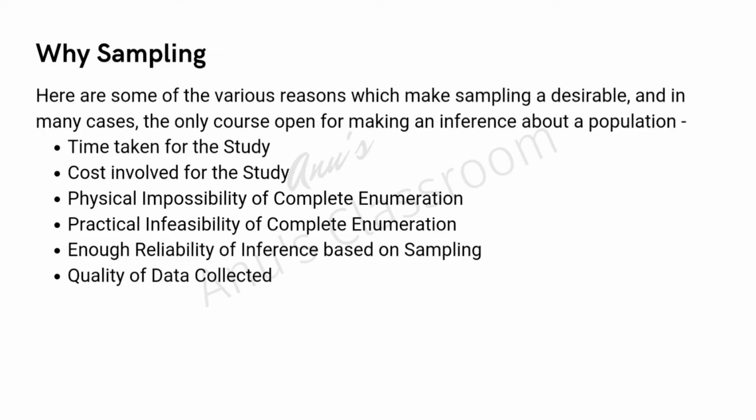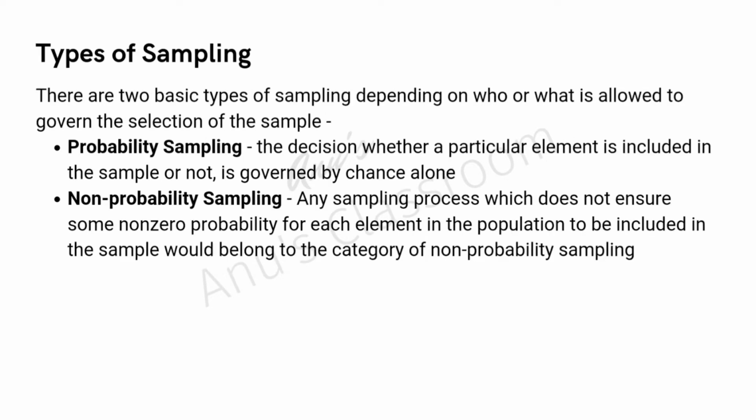So the physical impossibility, the practical infeasibility, then the quality of data collected. And if, say, by eating maybe a couple of grapes from the lot, I can understand whether the batch of grapes is good, and I can decide whether or not to buy that grape, then I need not eat the whole thing then and there, right? So that is it. Enough reliability of inference based on sampling. So these are a few reasons why we go for sampling rather than census.